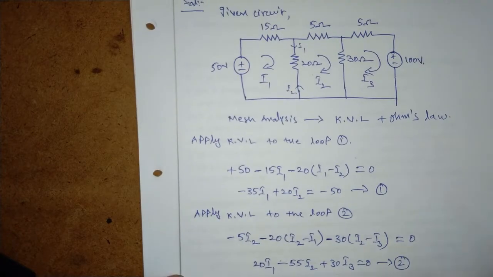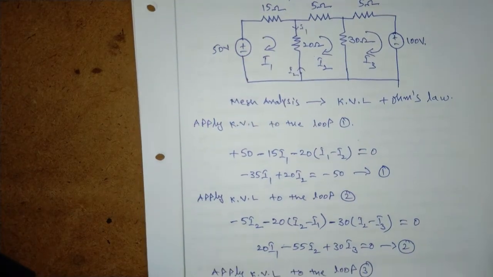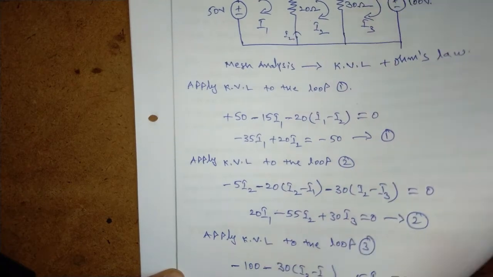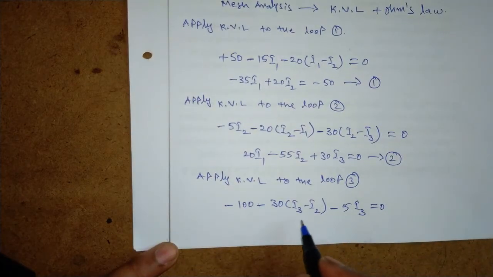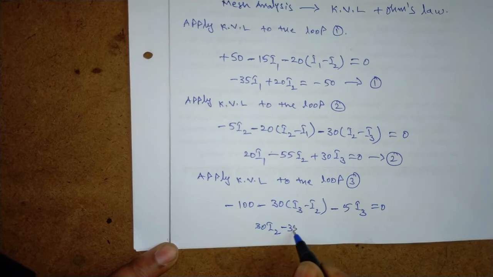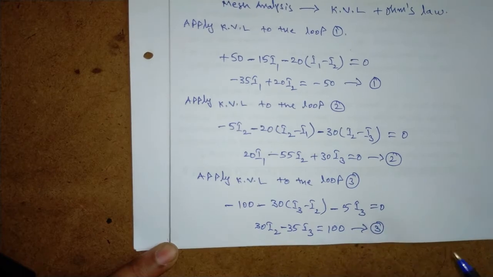Next we have one more resistance. This is 5 ohms. Yes, it is a resistor. There we have a drop, put minus 5 into the current passing through, that is I3, 5 I3. No other element is here, put equal to 0. Now by simplifying this, we get 30 I2 minus 35 I3 is equal to 100. This is expression 3.